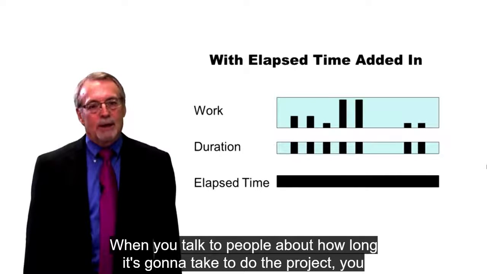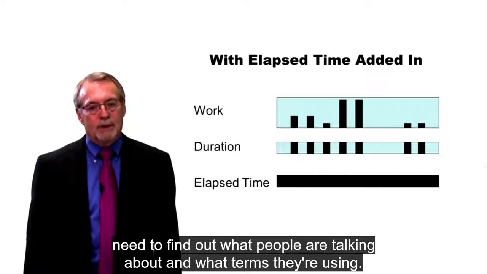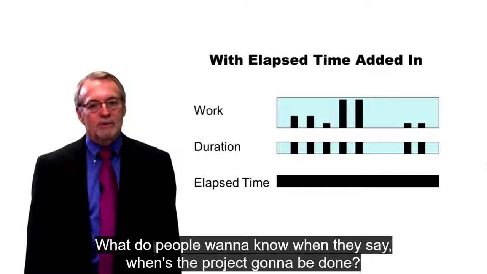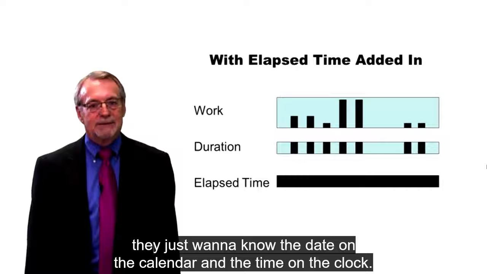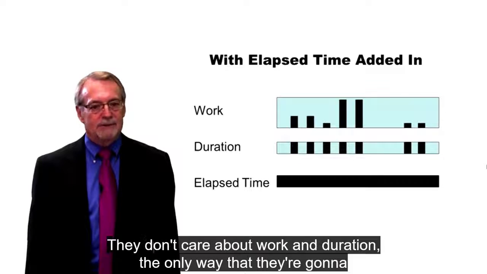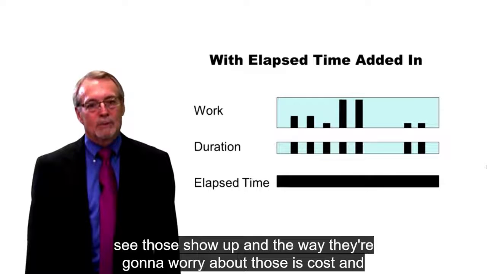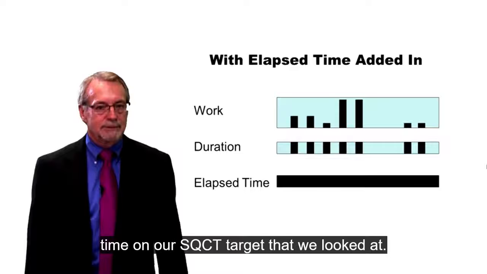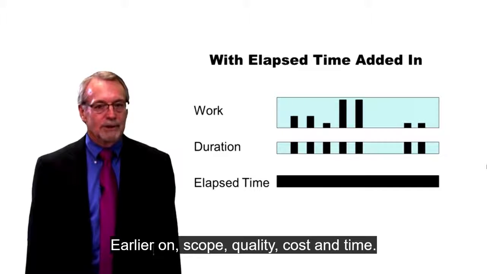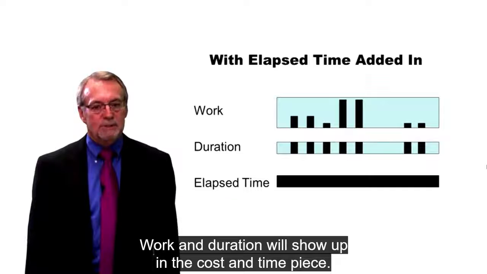When you talk to people about how long it's going to take to do the project, you need to find out what people are talking about and what terms they're using. What do people want to know when they say, when's the project going to be done? They're only caring about elapsed time. They just want to know the date on the calendar and the time on the clock. They don't care about work and duration. The only way that they're going to see those show up and the way they're going to worry about those is cost and time on our SQCT target that we looked at earlier on. Scope, quality, cost, and time. Work and duration will show up in the cost and time piece.